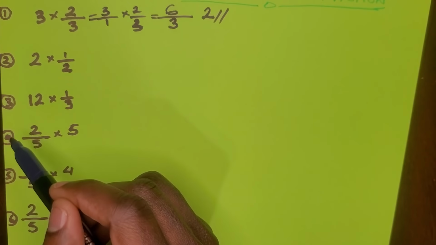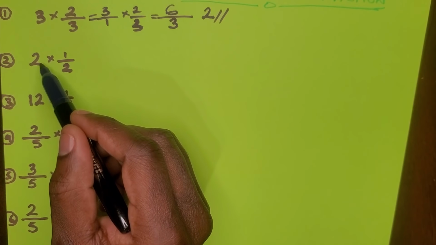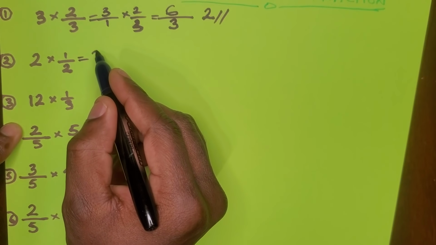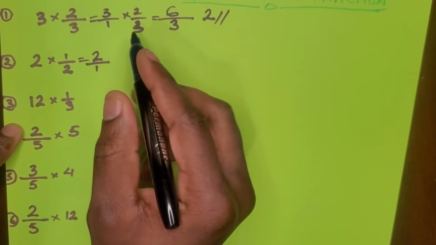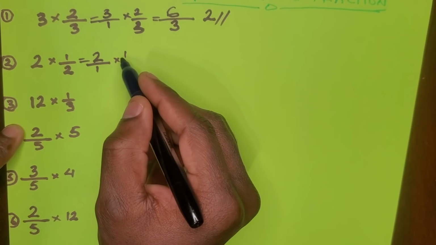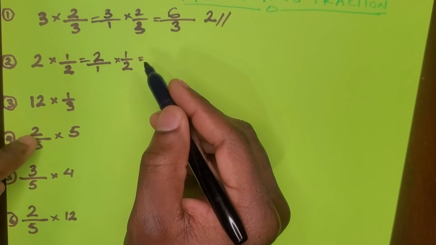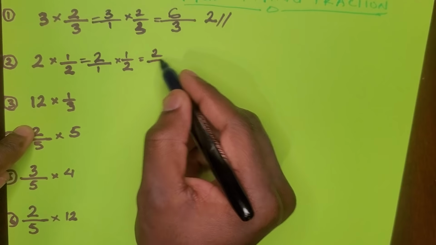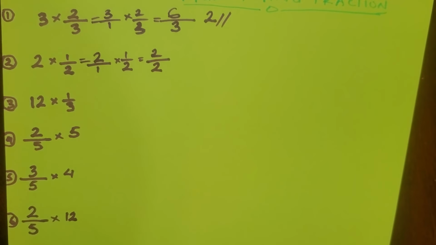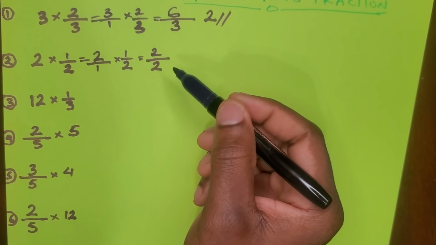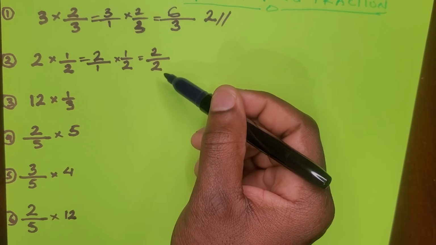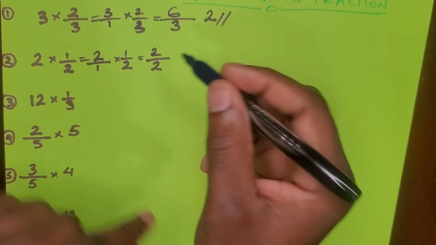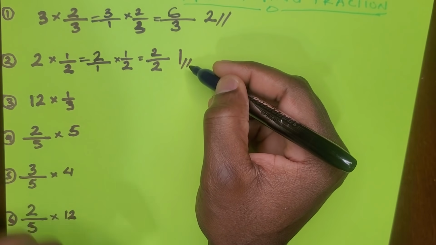2 times 1/2. So in this case, we are finding 1/2 of 2. We're going to rewrite our problem like this. 2, every whole number is expressed over 1. Bring our problem down, times 1/2. So 2 times 1 is 2, and 2 times 1 is 2. So we arrive at this point. Once you arrive at this point, you know that it can be divided or simplified. Definitely you want to simplify this. If you leave it like this, it's going to be wrong. So 2 over 2 is just 1. So our answer is 1.